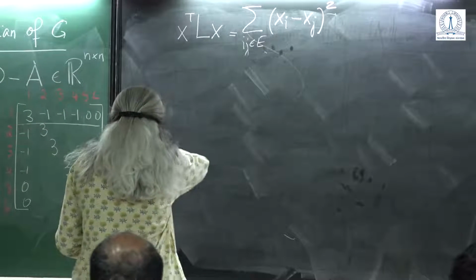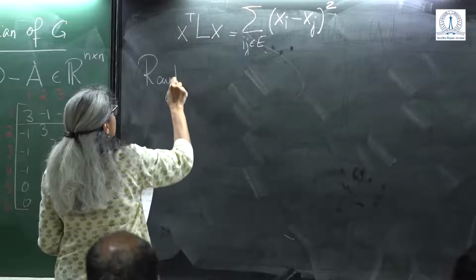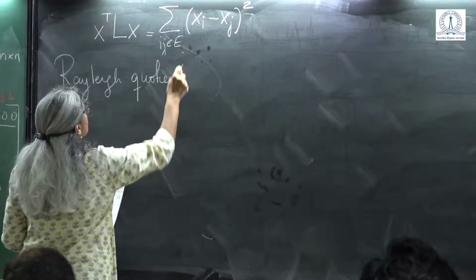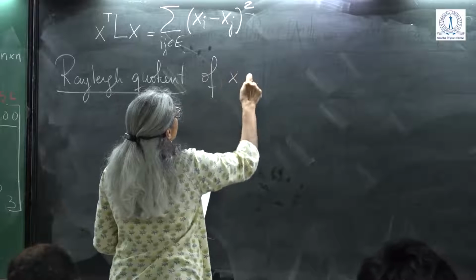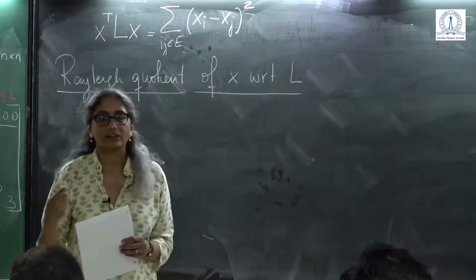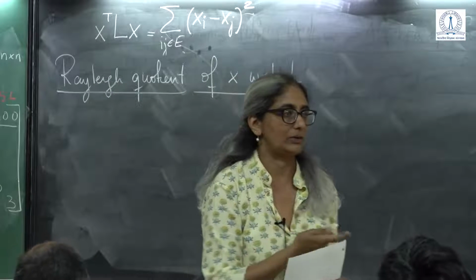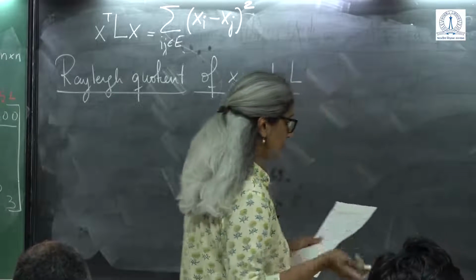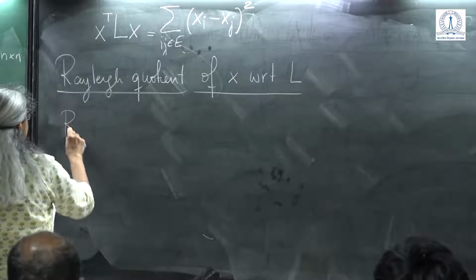Okay, so let's write down a definition. The Rayleigh quotient of x with respect to L. Again, I'm only doing everything in the context of these graph matrices. All of these things are more general. They hold for all symmetric matrices and so on. So either you know that or you don't, but don't worry. We're just doing this for these graph matrices.